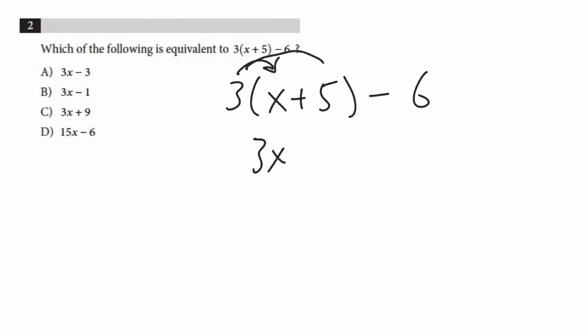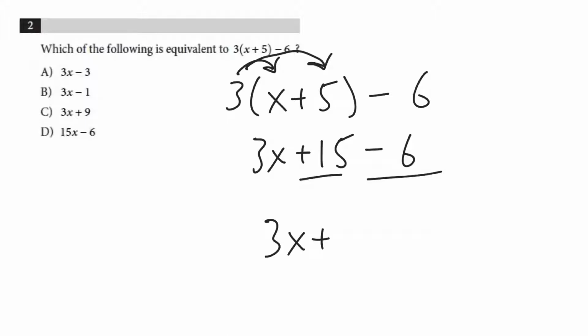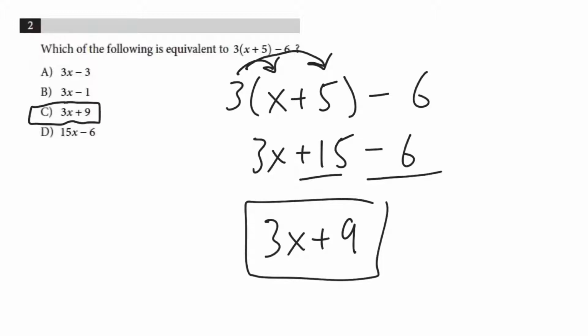2. Which of the following is equivalent to 3 times quantity x plus 5 minus 6? Well, it looks like we're just going to need to distribute here. I distribute this 3 across the parentheses, and then I'll combine like terms. So 3 times x, it's 3x, 3 times 5, that's 15, positive 15. And then combine like terms, we have two constants here, so 3x plus 9. That would be C for our answer.